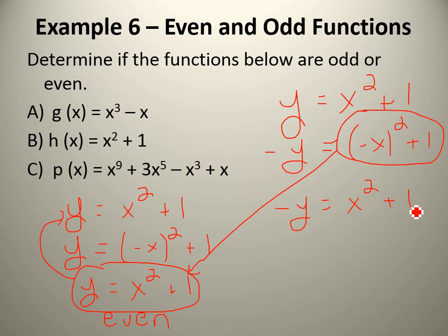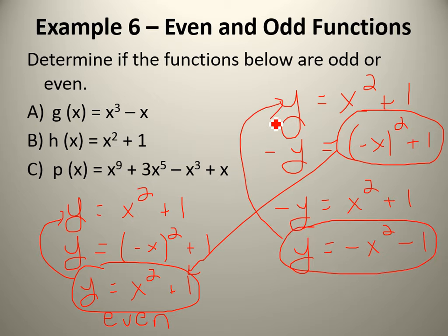Then I'm going to divide by negative 1 at the end, and I get y equals negative x squared minus 1, which, as you can see here, is clearly not the same as the original, so this graph is not odd. So once again, how do you know if you're right?